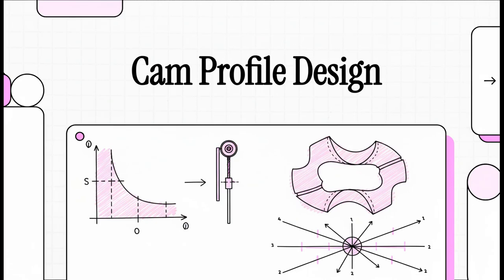Welcome back, everyone. So last time we did all the foundational work. We figured out the motion program for our follower. Basically, we wrote the script for what we want our machine to do. Today, we get to the fun part. We're going to take that script and turn it into a real physical object. We're going to design the cam profile.